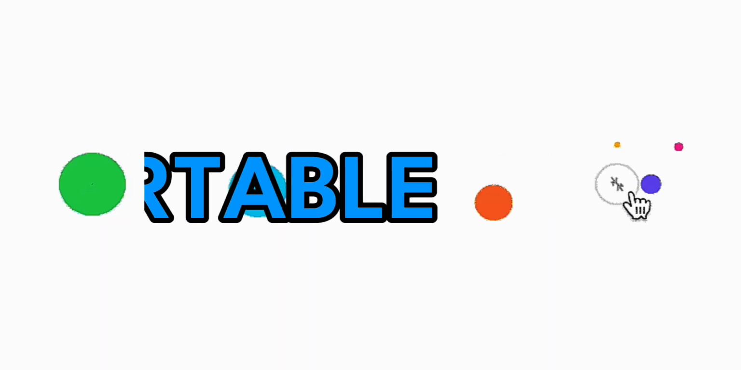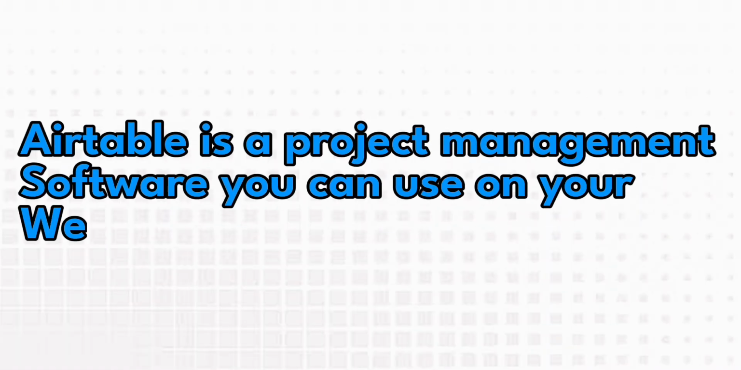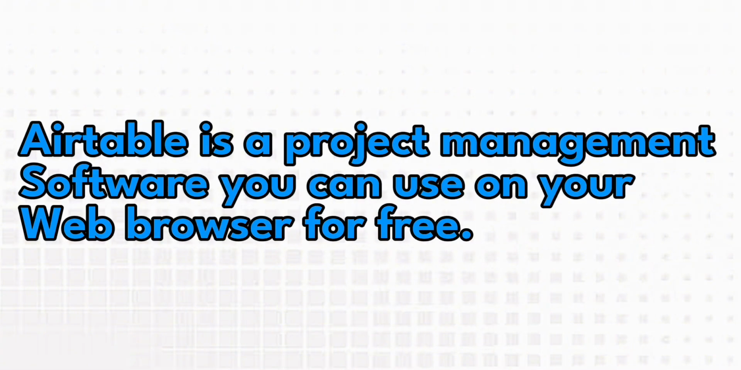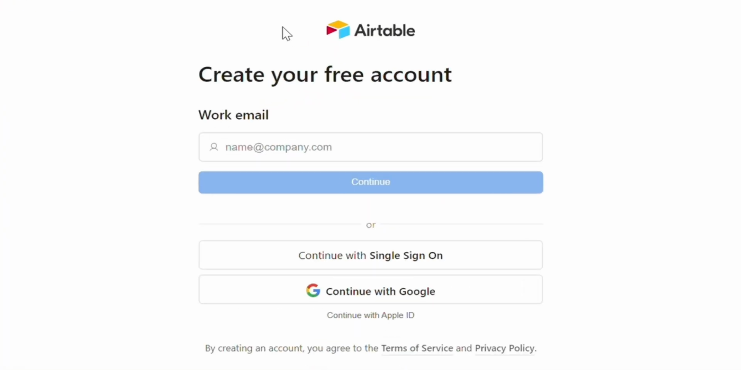Now let's get started with Airtable. Airtable is a project management software you can use on your web browser for free. So let's get into the sign-up process by clicking on Sign Up for Free over here, and you're going to be led to the sign-up form where you can enter your work email or you can sign up with Google. So I'm just going to sign up with my Google account.